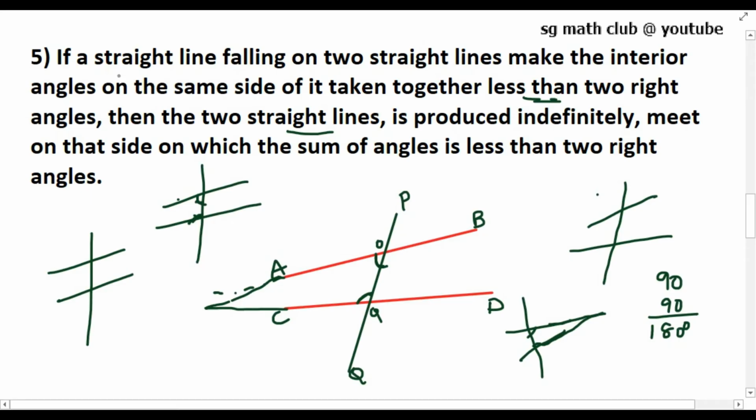Now read this. If a straight line falling on two straight lines makes the interior angles on the same side of it taken together less than two right angles, then the two straight lines, if produced indefinitely, meet on that side on which the sum of angles is less than two right angles. So this is Euclid's fifth postulate.